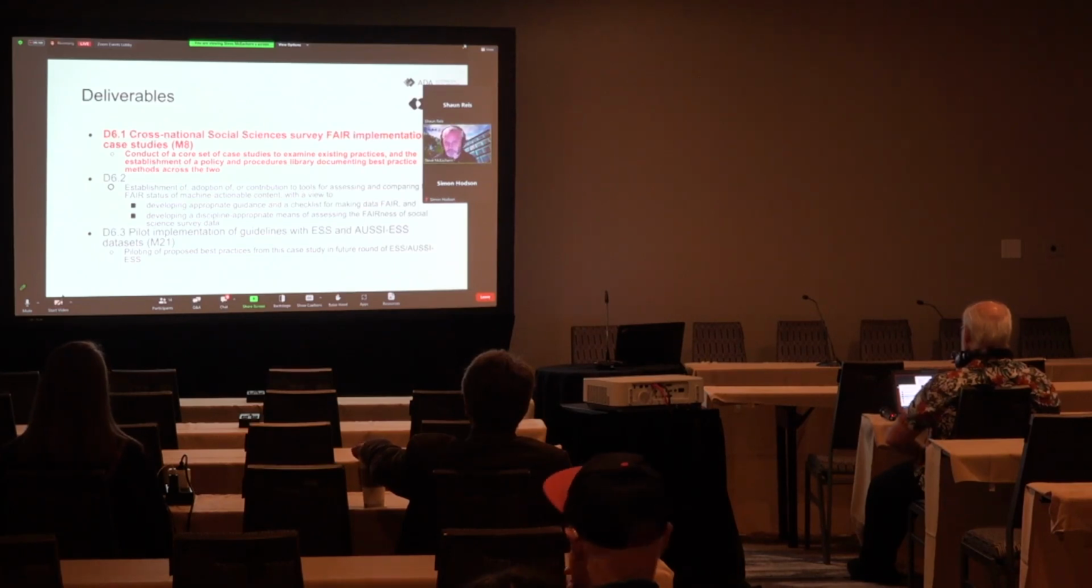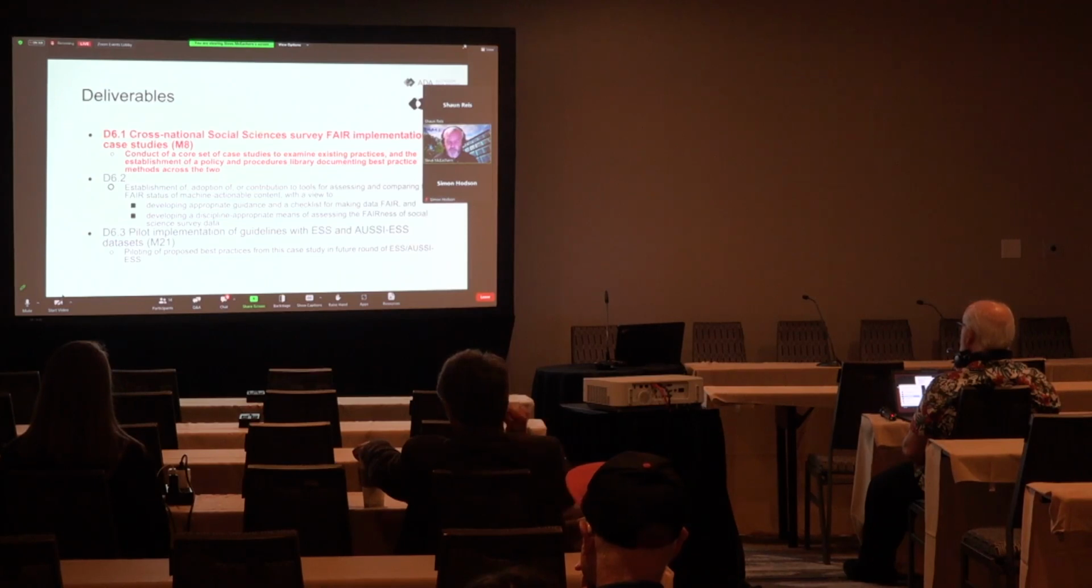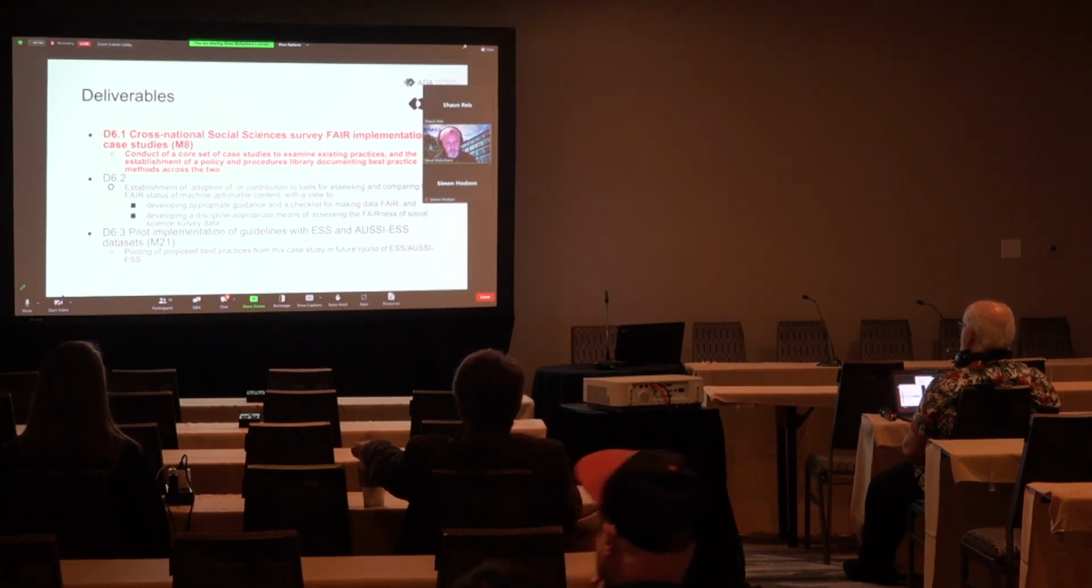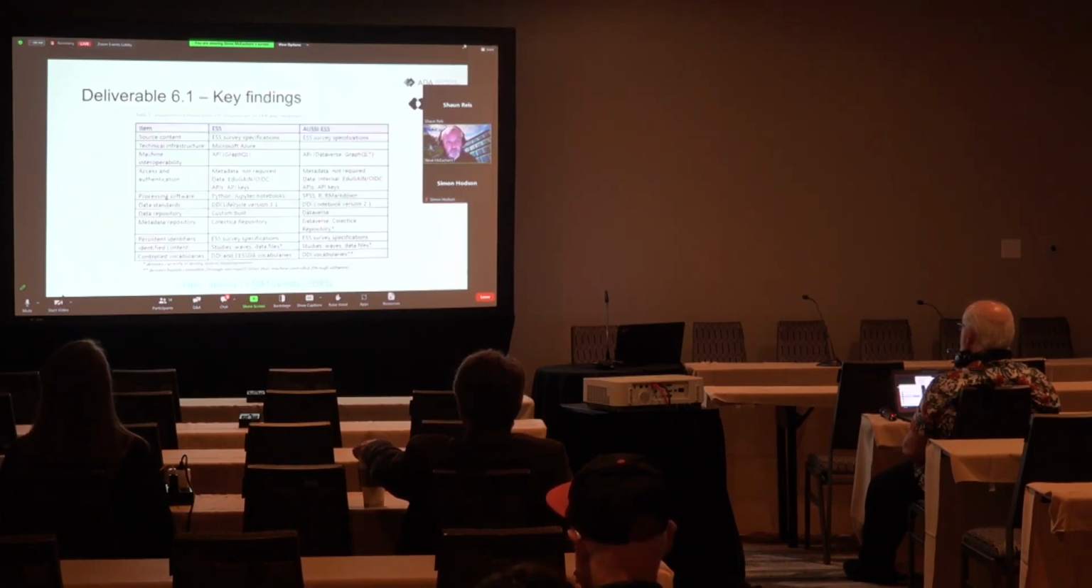And then the third stage of work will be to attempt a pilot implementation of some of those guidelines within the next stage of ESS and the Australian replication, which is happening later this year, and a piloting of those proposed practices. So in deliverable 6.1, the first stage of work, there were some pretty key messages that came through here.